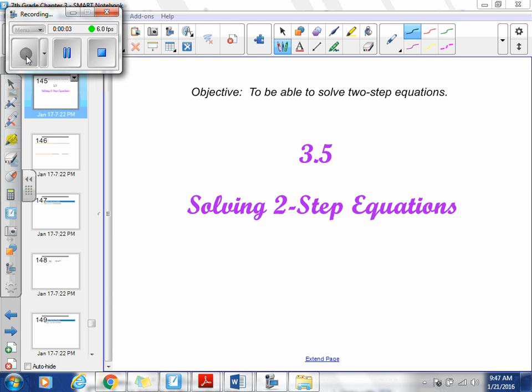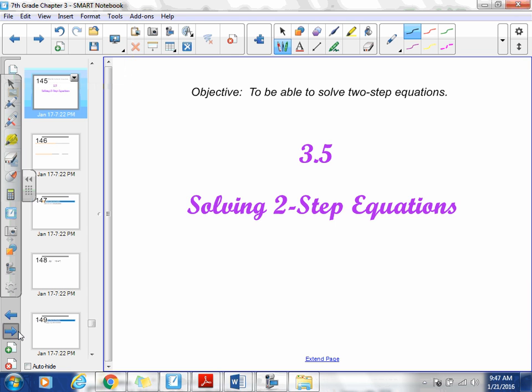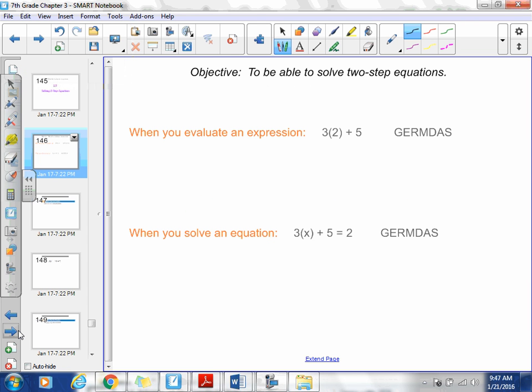The goal while watching this video is to understand really well how to solve two-step equations. As you're watching, if you have questions, make sure you make note of them so you can get them answered in class. Okay, so quick review.